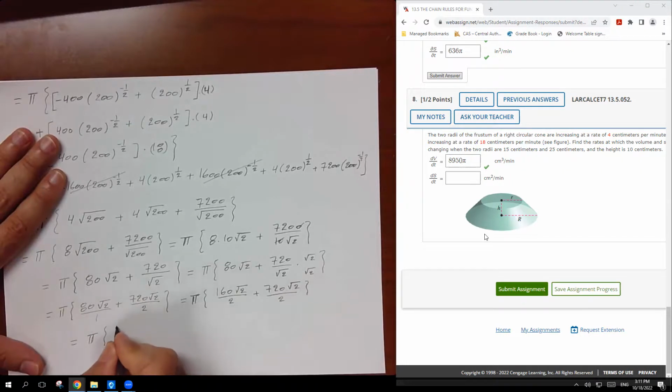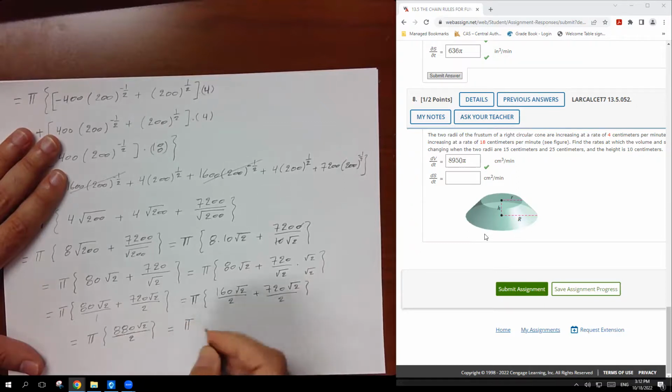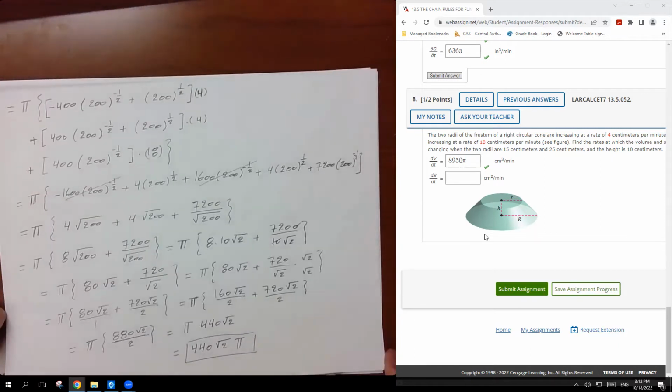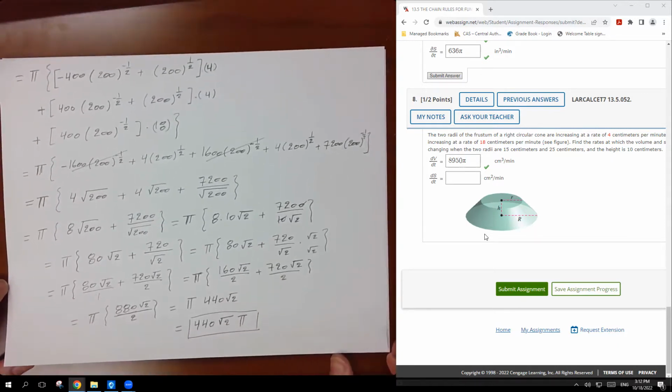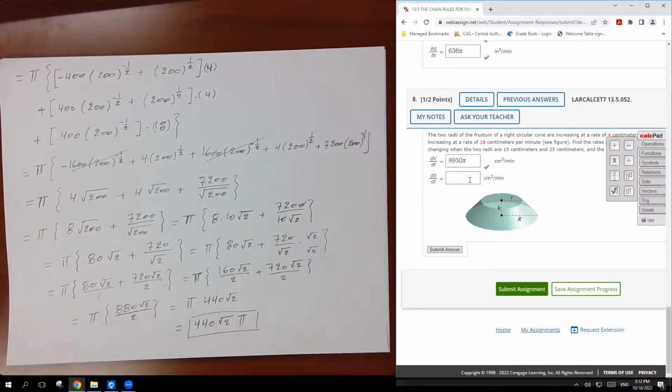Add these together now, it's going to be 80 square root of 2 divided by 2. And this one is going to be pi, 440 square root of 2. And we're just going to write down 440 square root of 2 pi. This is what we got. Simplifying everything, we're just going to type here 440 square root of 2. And outside, we're going to put pi.